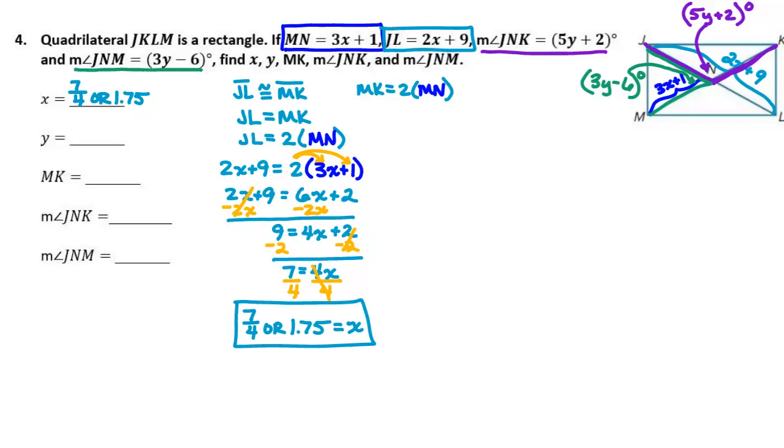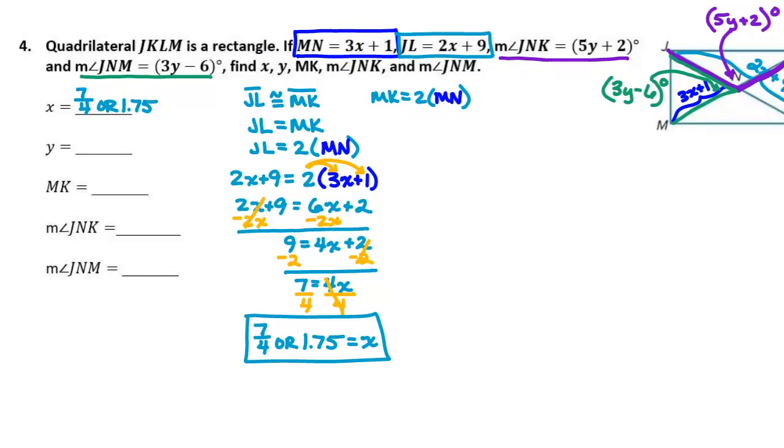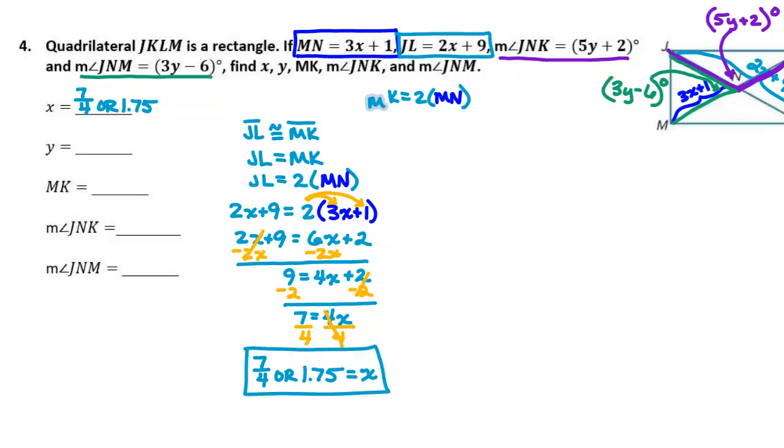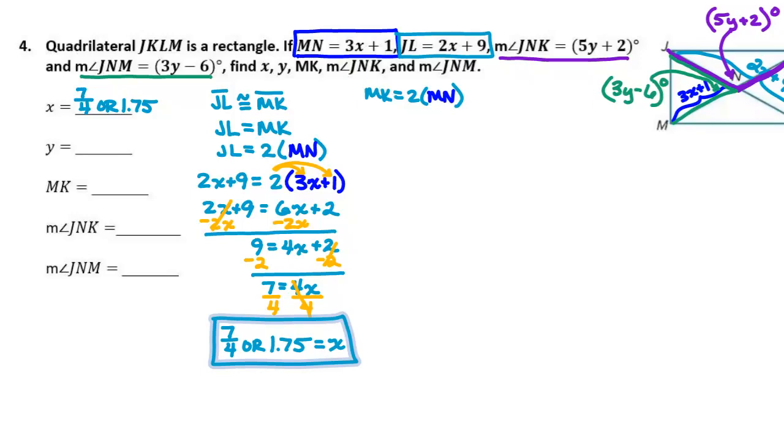Well, before we go on and find y, is there anything that I'm going to be able to find using that answer for x? Anything else that they want me to find that I can use my answer for x to find? MK. How do I find MK? What would I need to do to find MK? I love it. JL is the same size as MK.